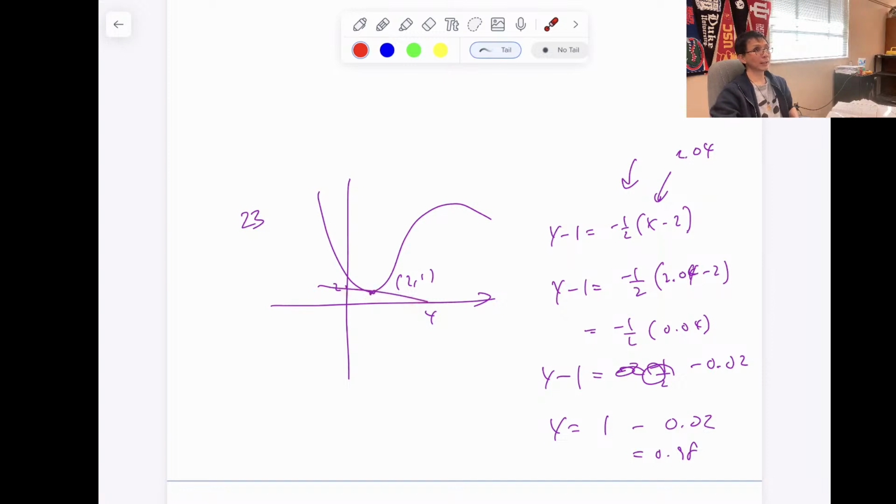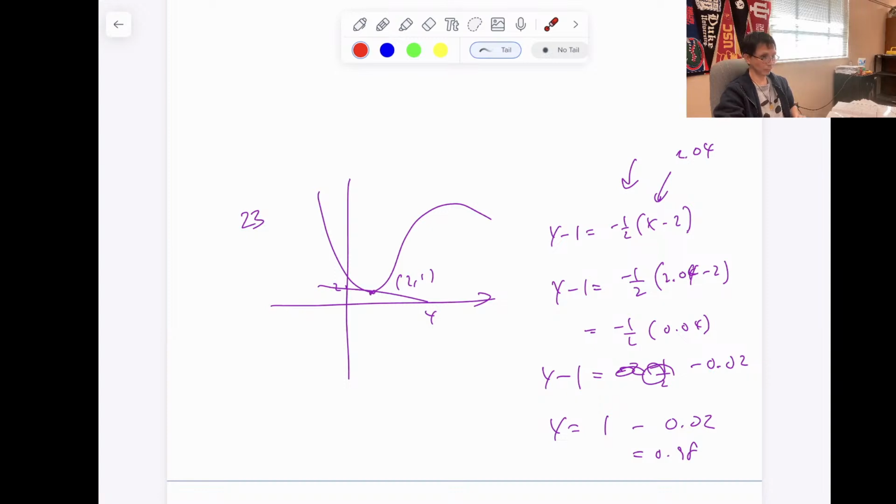I cannot talk over you guys. Everybody has a question. So this is 2, this is 4, so you know the slope is going to be negative 1/2. The point is 2, 1. And then you just use that line, and if you want to approximate a value, just plug it into that line. Because the value is very close to 2, it's going to be pretty accurate.